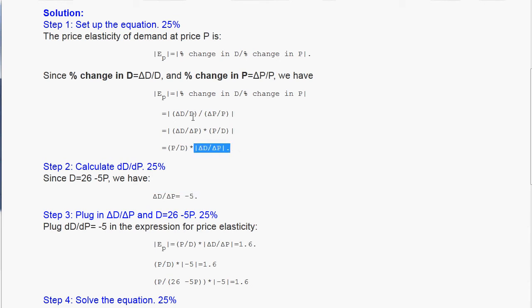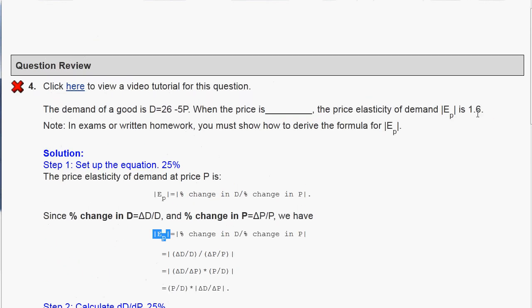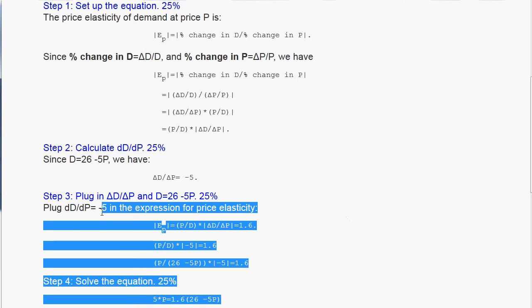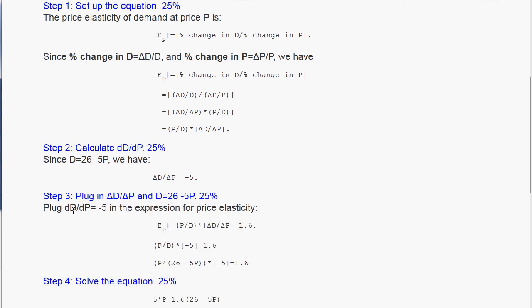We know the price elasticity here, 1.6. Then we get ourselves an equation. Let's plug in this part. Actually, dD over dP is just this, negative 5, into the expression for price elasticity. So the price elasticity is equal to this formula, equal to 1.6. And let's plug in the change in D over the change in P. It's equal to negative 5.